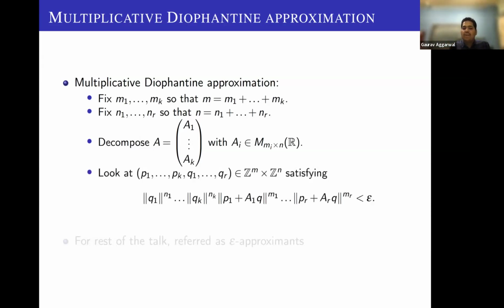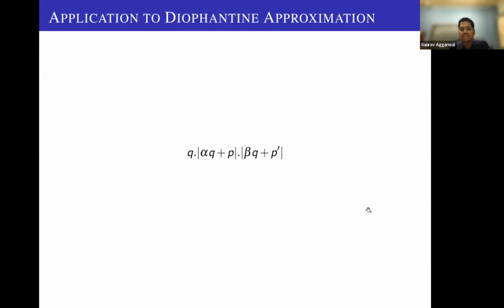Now, (p, q) will be called a good approximation if this term is less than epsilon. Just to inform, Q1 to Qr are the decomposition of the vector Q according to n equal to n1 plus through nr, and P1 to Pk is the decomposition corresponding to m1 to mk. For the rest of the talk, I will refer to all the solutions (p, q) satisfying this inequality as the epsilon approximants of the matrix A.